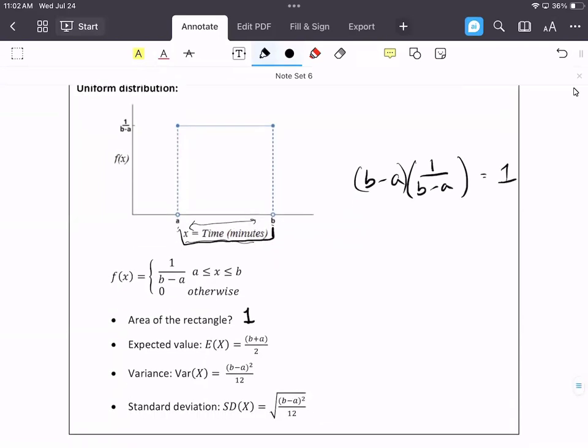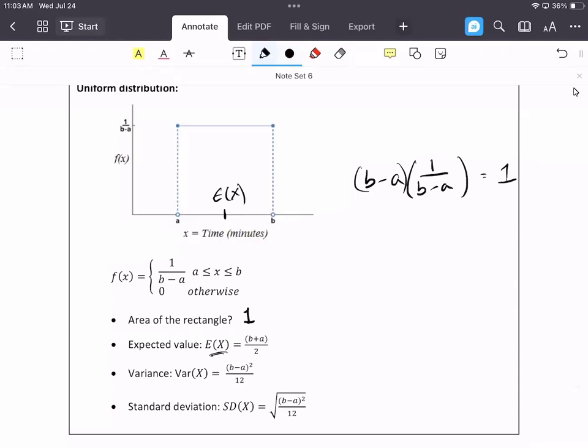We're not going to go over how these are derived, but you can just use them. So the expected value is going to be at the center. It's going to be right here. So you just take a plus b, or b plus a, and divide it by 2. So there's our expected value.